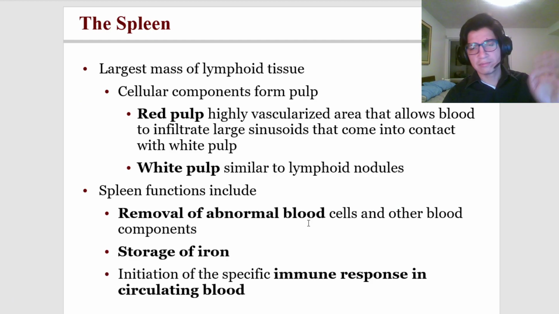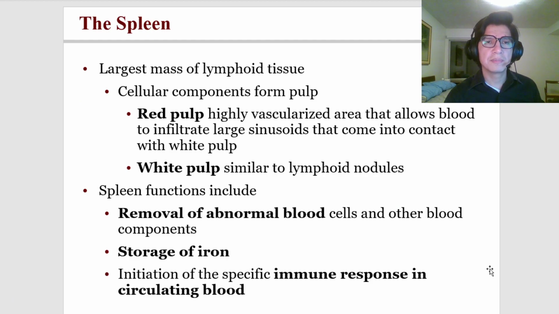In general, nobody knows what they do for certain. There's probably theories out there. So let's look at the spleen. The spleen, you're going to have two components: a red pulp and a white pulp. The white pulp contains components of the immune system, and the red pulp contains components of the cardiovascular system. It's highly sinusoidal.